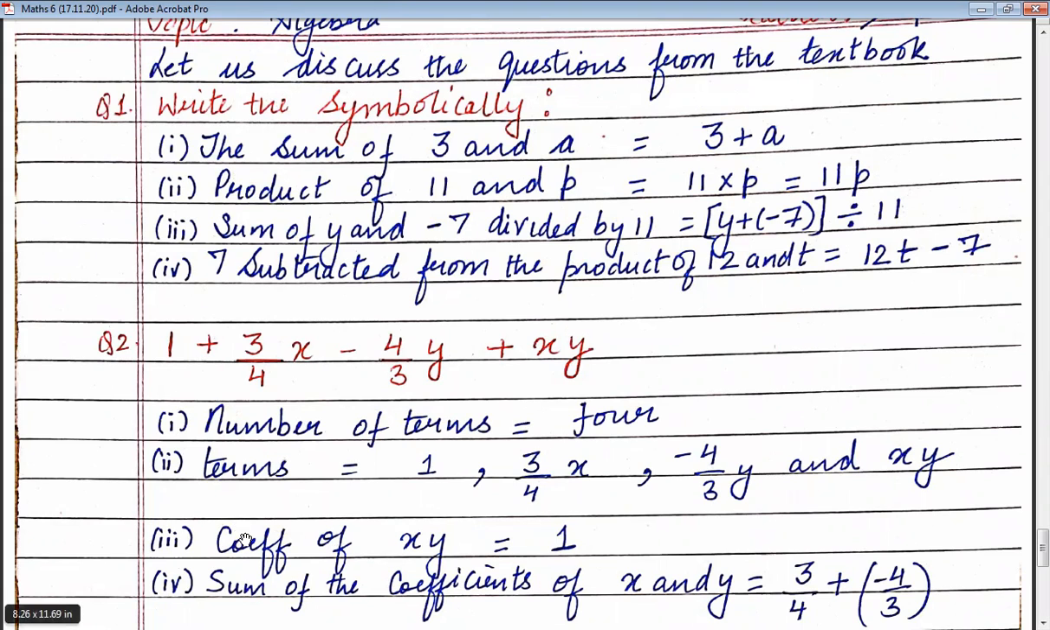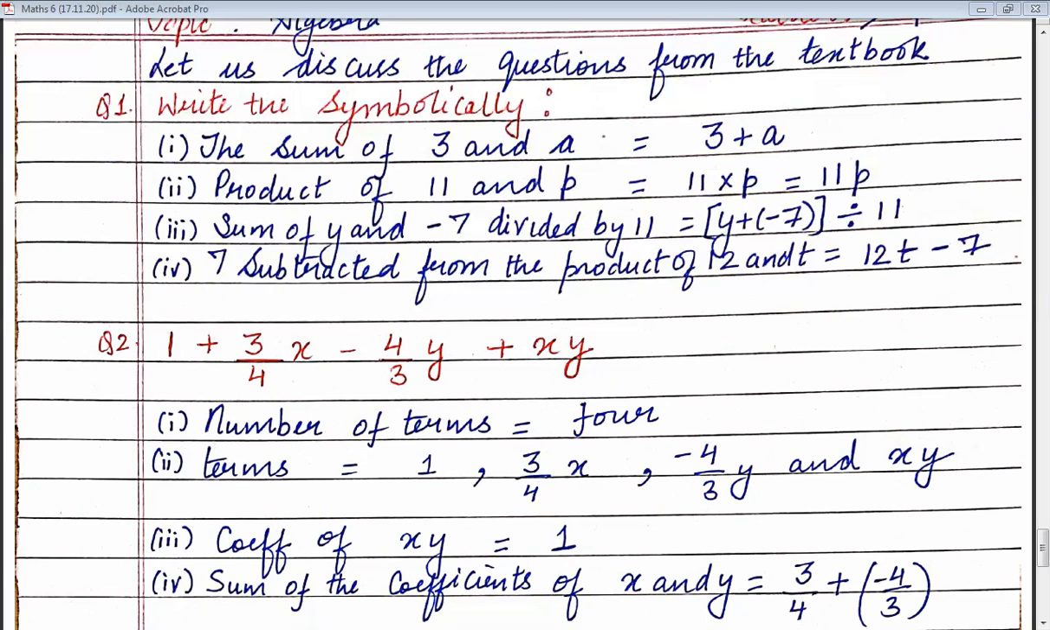Now the next, third part, is find the coefficient of xy. Now children, in this question you have to find the coefficient of xy. Where is the xy term? This, the last one, is the term. Now, what is the coefficient of xy? There is nothing written here, so it means it is 1. So the coefficient of xy is 1. Okay, students? Let's see the next one.